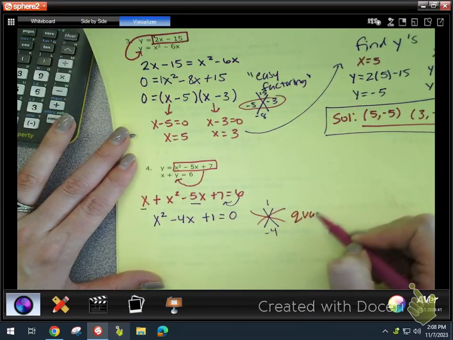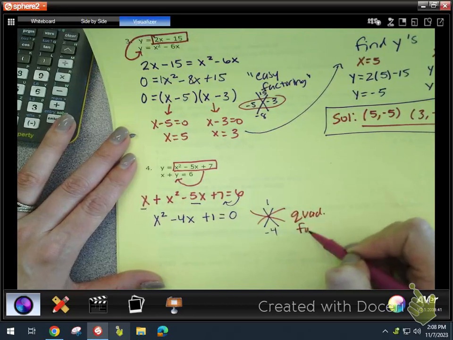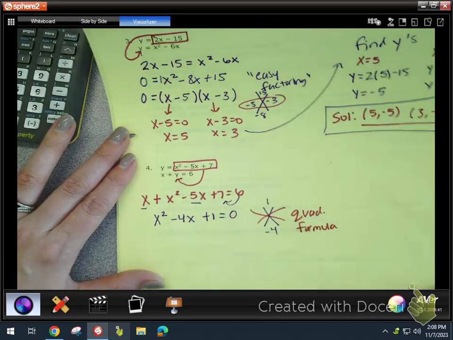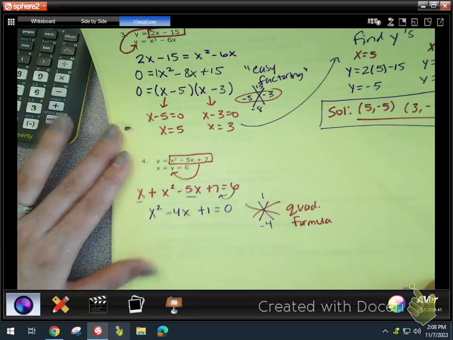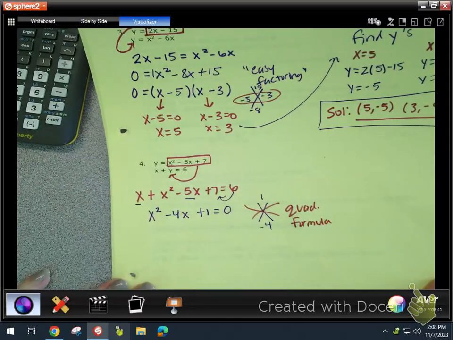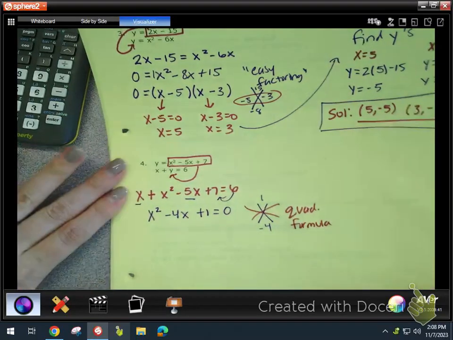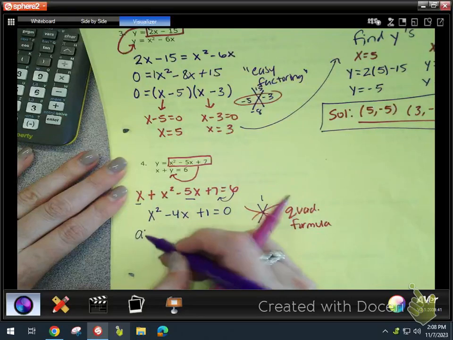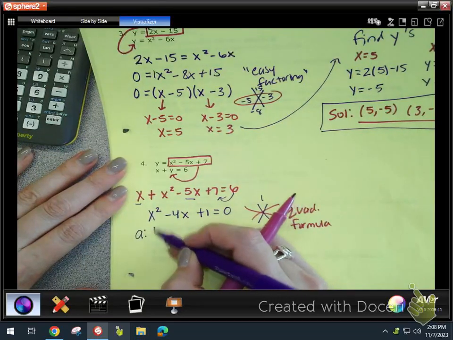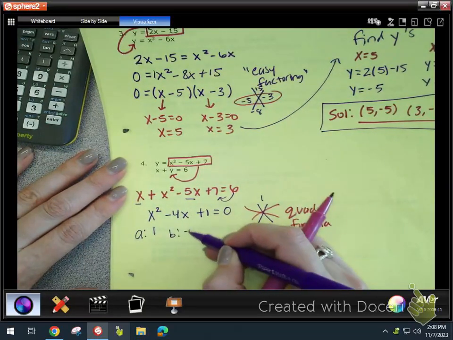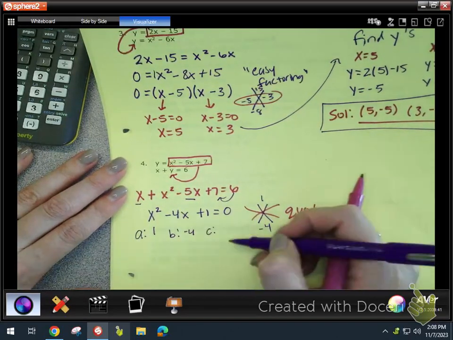So if you cannot factor, then what do you have to do? No solution? No. Quadratic formula. I'll show you a no solution. You have to at least check the quadratic formula. Okay? All right, so what is our A? We are going to find the discriminant. What is our A? What is our B?